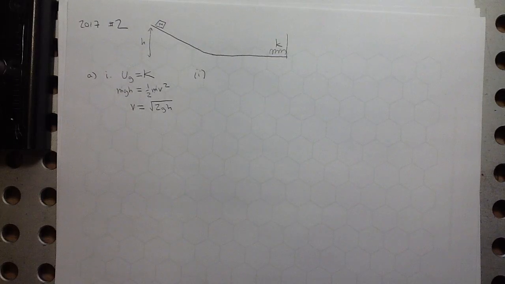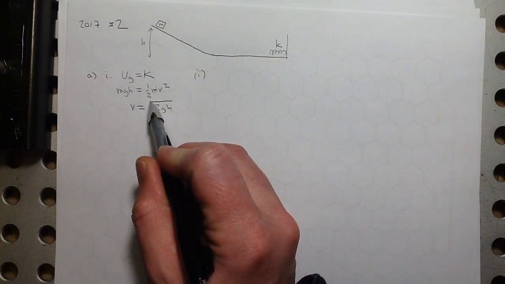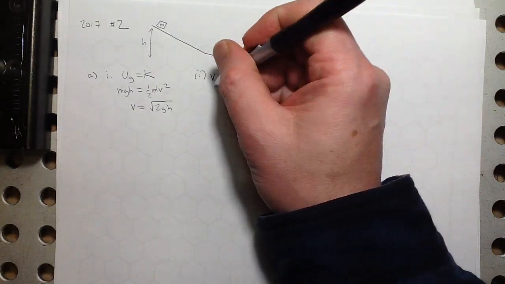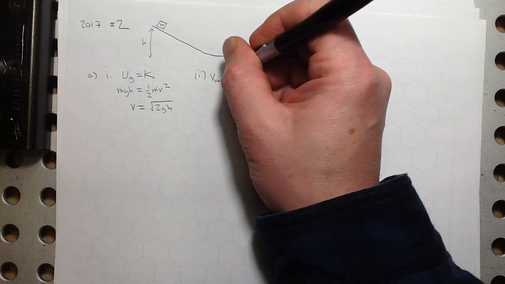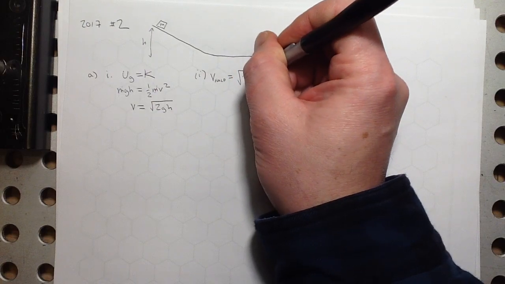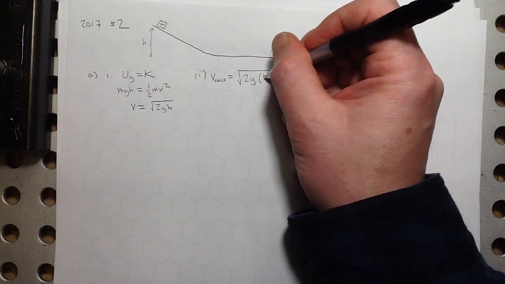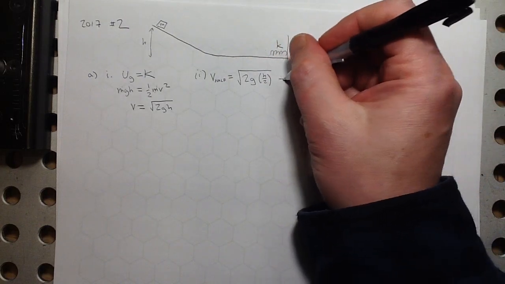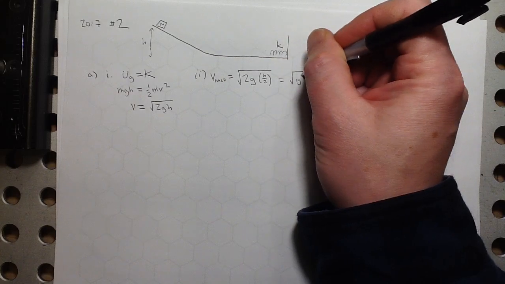Part 2. Is the speed halfway down the incline greater than, less than, or equal to 1/2 the speed at the bottom of the incline? Well, we can just figure that out. It's really a proportional reasoning problem. If the velocity is equal to the square root of 2gh, then the magnitude of the velocity halfway down would be equal to the square root of 2g times h over 2, or in other words, the square root of gh.